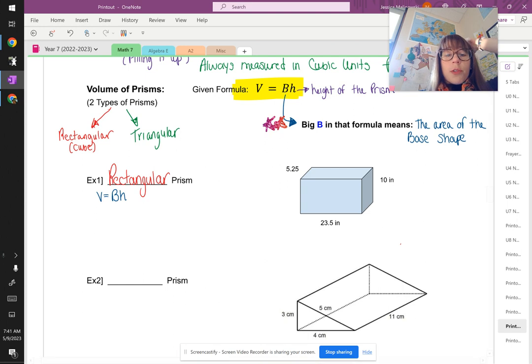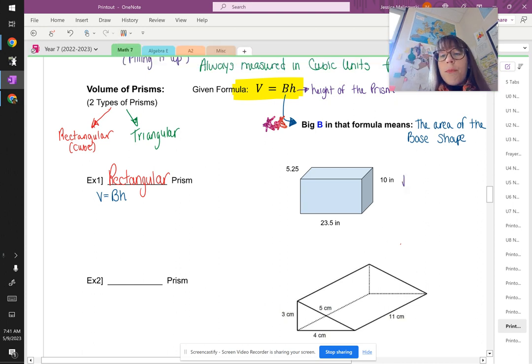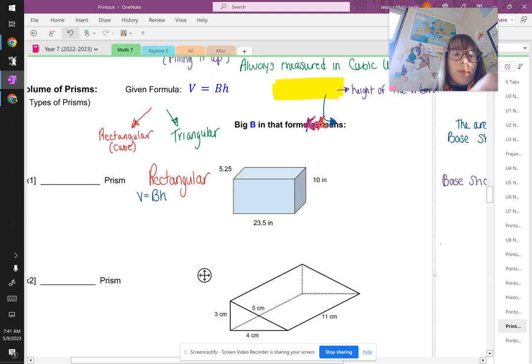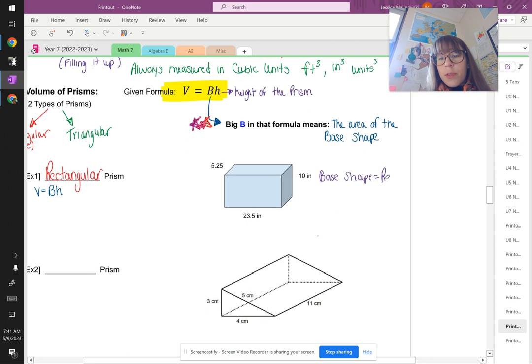But we just talked about that big B is talking about the area of the base shape. So in this rectangular prism, and again, if you don't remember this, you'll have to go back to 9-1, the base shape in a rectangular prism is a rectangle. There we go. The base shape is a rectangle.